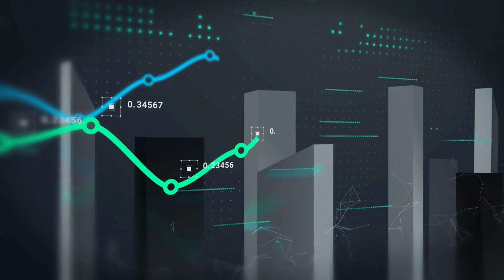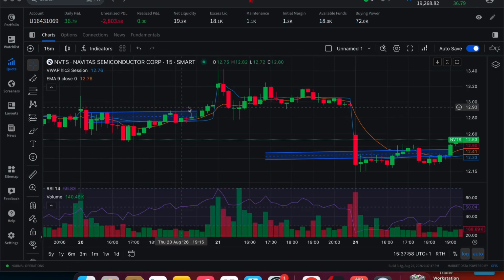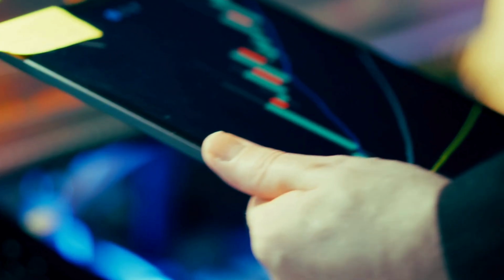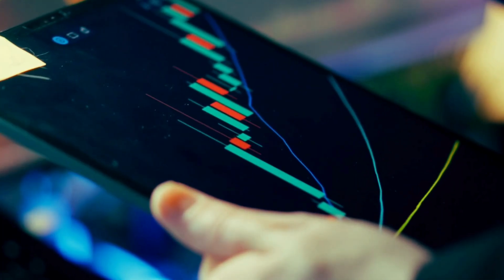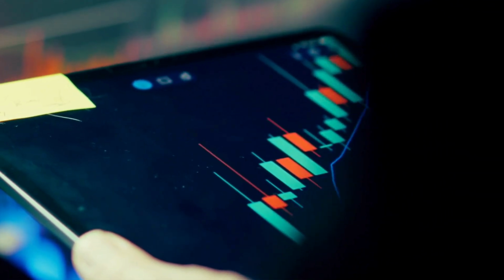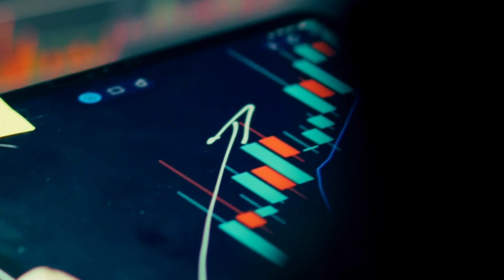Another useful concept is support and resistance. Support is a price level where buyers have historically stepped in, slowing or stopping a decline. Resistance is a level where sellers have historically become more active, making it harder for the price to move higher. These levels aren't guarantees, they're simply areas that many investors and traders watch.